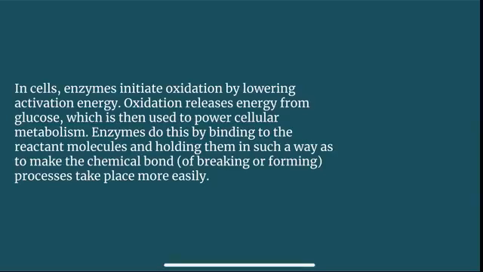In cells, enzymes initiate oxidation by lowering activation energy. Oxidation releases energy from glucose, which is then used to power cellular metabolism. Enzymes do this by binding to the reactant molecules and holding them in such a way as to make the chemical bond, whether it's by breaking or forming, as I said before, and these processes are able to take place more easily. Enzymes can be reused because they don't get consumed and the reactions are reversible.